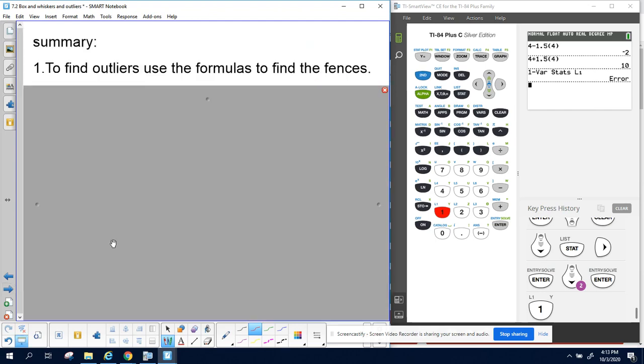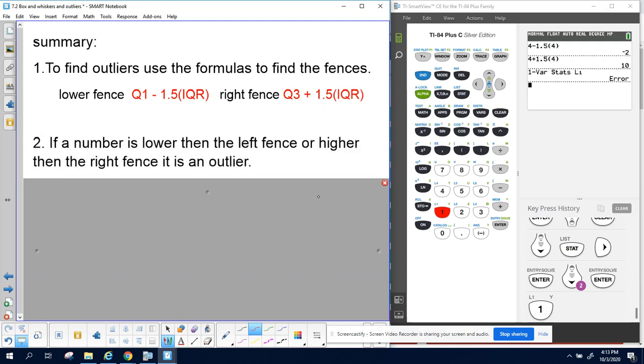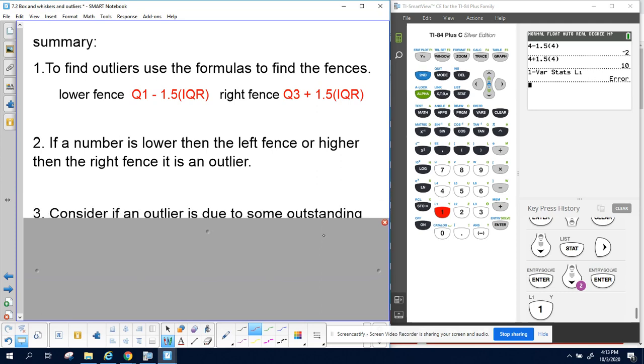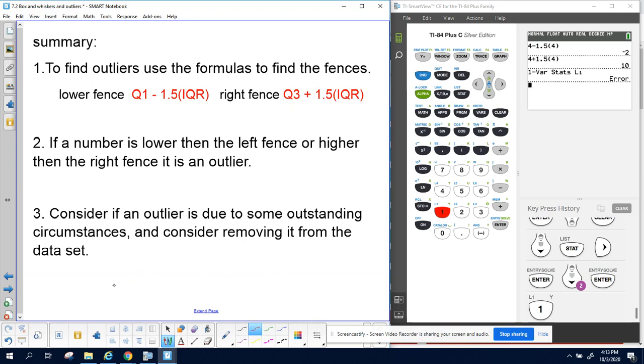All right, real quick, after all of that, the main goal was, can you figure out the outliers by using the formulas to find the fences? Lower fence, Q1 minus 1.5 IQRs, right fence, Q3 plus 1.5 IQRs. After you find the lower fence and higher fence numbers, check and see if any of the numbers in your data set might be on the low side or the high side. If you find any, consider taking those numbers out and recalculating or redoing your box and whisker without those.